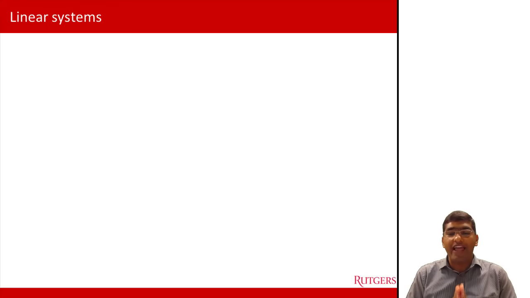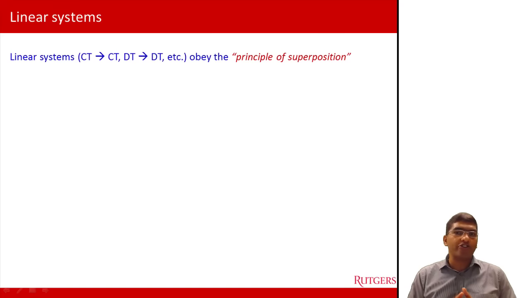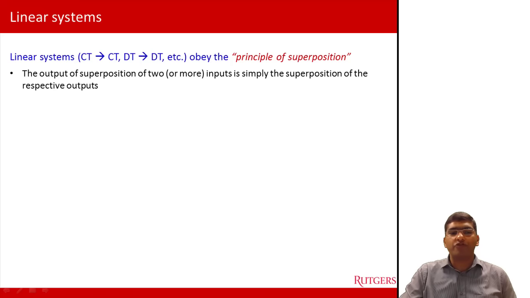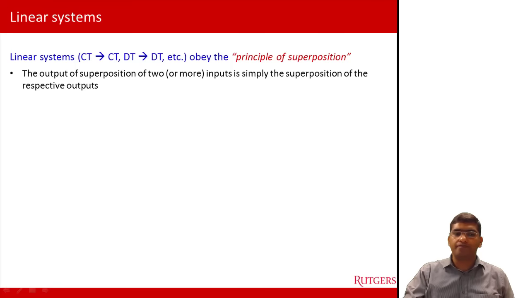So first, let's understand what is a linear system. Linear systems, whether they are taking continuous time inputs or discrete time inputs, are the ones that obey the principle of superposition. What is the principle of superposition? That the output of the superposition of two or more inputs to the system is simply the superposition of the respective outputs. If one of my inputs produces a certain output, and here is another input that produces another output, and if I add the two inputs, my outputs should be added also.